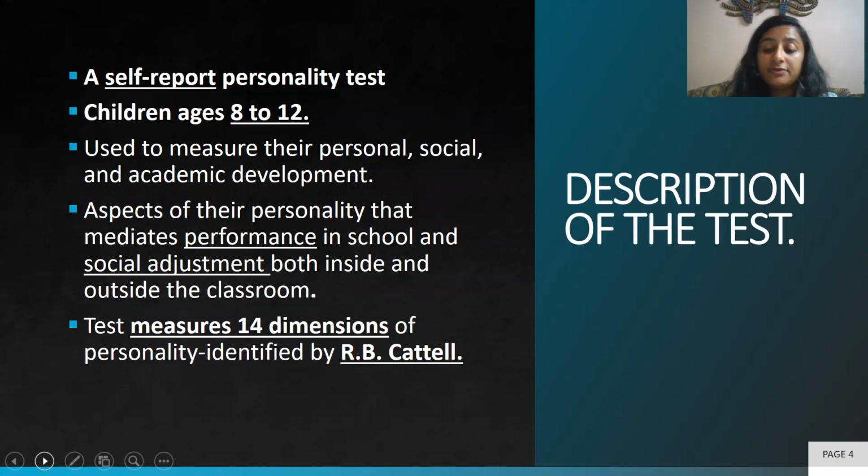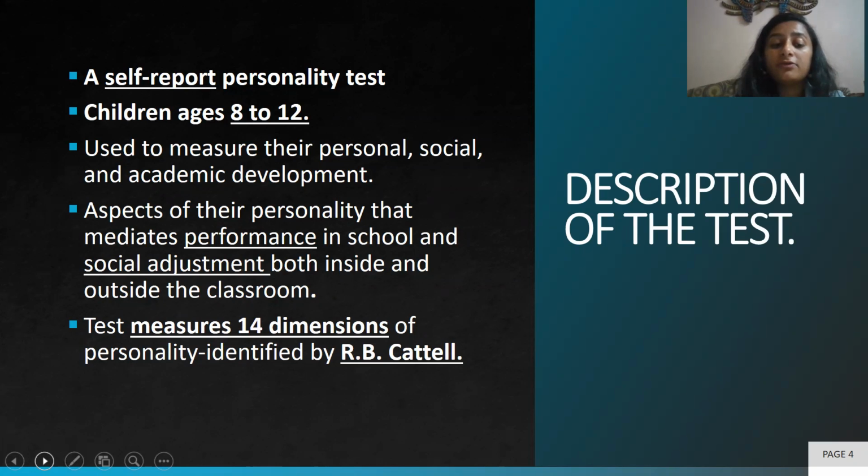Description of the test. It is a self-report personality test for children aged 8 to 12. It was developed by Rutherford, Porter, and Raymond Cattell in 1956, as mentioned above. It can be used to measure personal, social, and academic development and to assess personality that mediates performance in school and social adjustment, both inside and outside the classroom. The test measures 14 dimensions of personality in children. These 14 dimensions were identified by R.B. Cattell, who noted that they are objectively determined source traits.